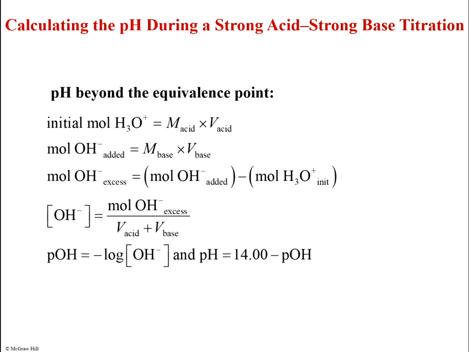We can calculate the starting amounts of hydronium ion from our molarity and volume. We can calculate the moles of hydroxide we've added, which is given by its molarity times its volume. Now the hydroxide is in excess, and so the moles of hydroxide in excess is given by the moles of hydroxide, subtracting off the amount of hydronium that we started with. Therefore our hydroxide concentration is the moles of the excess hydroxide divided by the volume of acid plus the volume of base. The pOH is given by minus the log of the OH, and then your pH can be calculated by 14, subtracting off the pOH value.